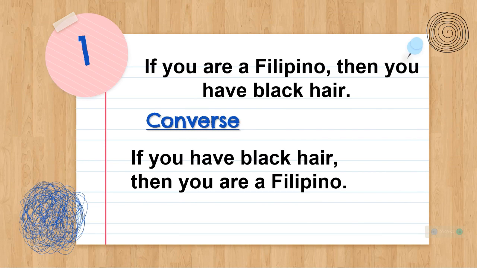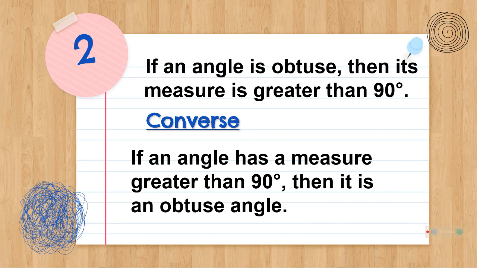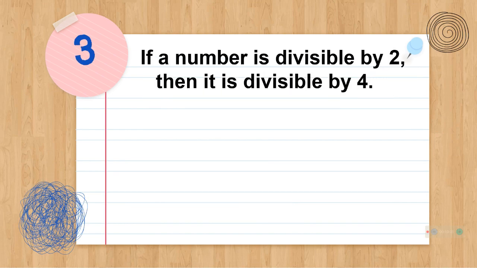Okay? Next, number 2. If an angle is obtuse, then its measure is greater than 90 degrees. So what is the converse? Okay, so if an angle has a measure greater than 90 degrees, then it is an obtuse angle. Okay, so that's correct.